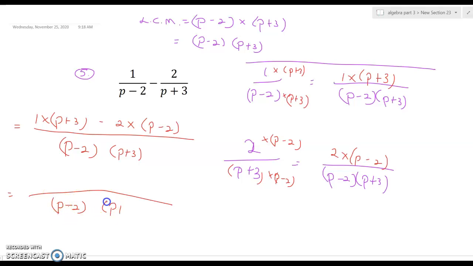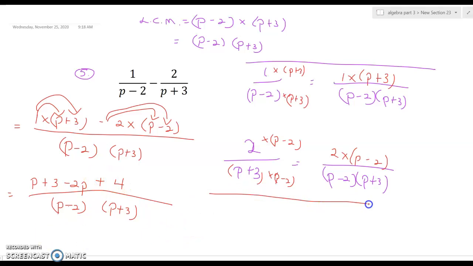So right, well, 1 times anything is the same thing, right? So 1 times P is P, and 1 times 3 is the 3, right? Plus 3. All right, let's look at this here. So minus 2 by P is minus 2P. And then we have minus 2 by minus 2. A minus times a minus is a positive, and 2 by 2 is 4.